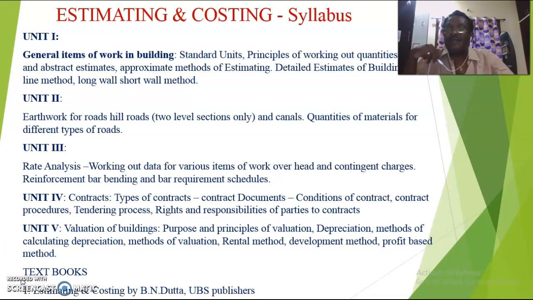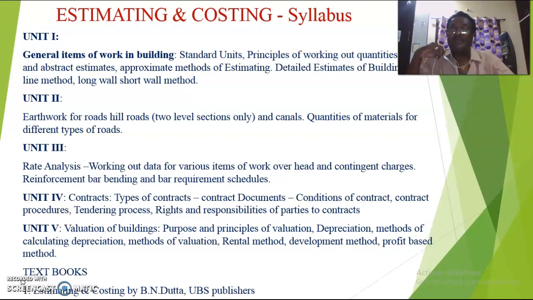This course, Estimating and Costing, has 5 units. In unit 1: standard units, principles of working out detailed and abstract estimates, approximate methods of estimating, detailed estimates of buildings, center line method, long and short wall method. In this unit, we study the standard units of measurement, and how to calculate the quantities of different items with the standard units of measurement and standard units of payment also.